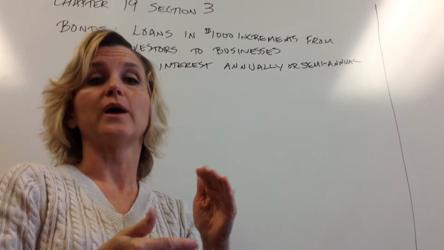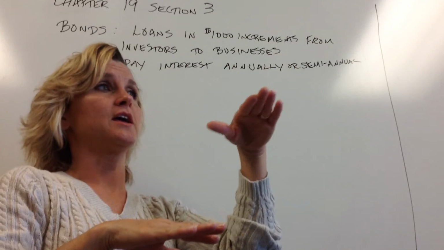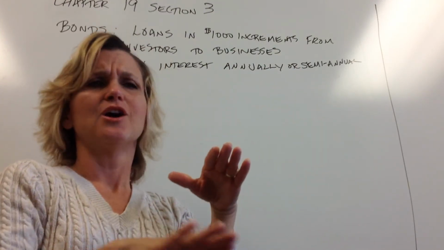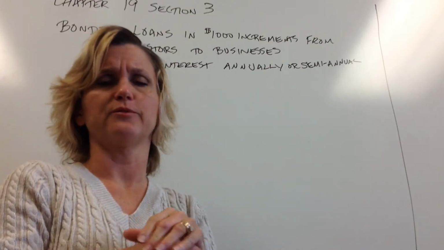If it went the other way, say interest rates went up, and these IBM bonds are paying 5%, and then all of a sudden all these other businesses are issuing bonds at 7%, well, then no one's going to want those IBM bonds because they could invest somewhere else and make 7%.